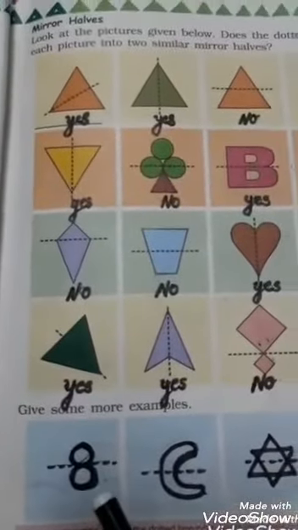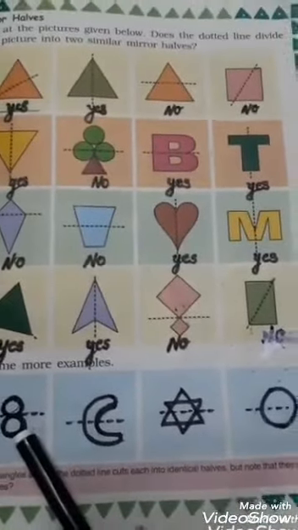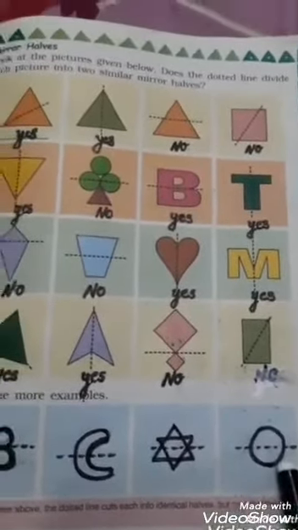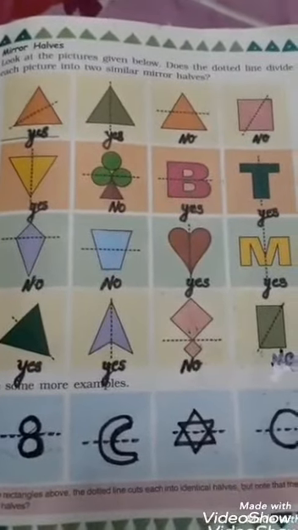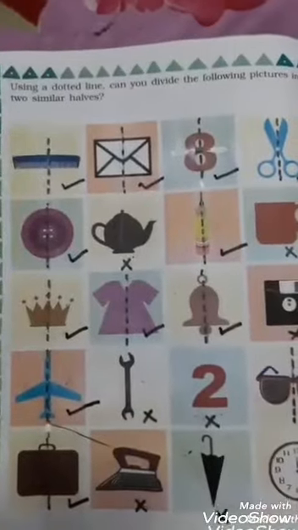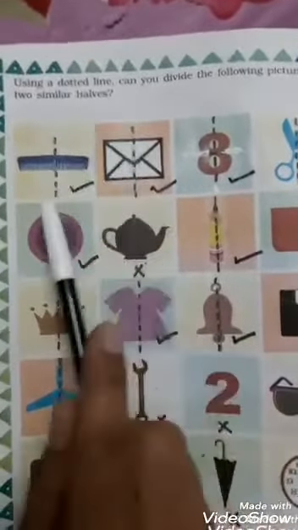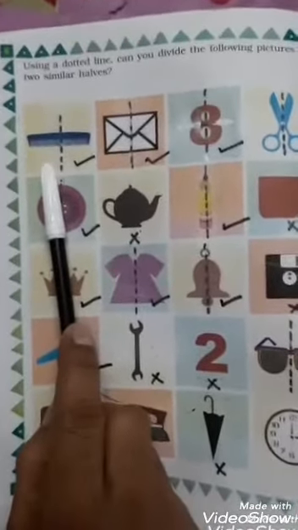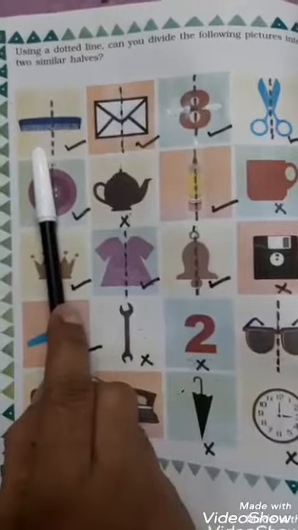Give some more examples. Here you have to draw four figures which have similar mirror halves. I have drawn here 8, C, a star and a circle. You can draw whatever you want, but draw only similar mirror halves. Number 10. Using a dotted line, can you divide the following pictures into two similar halves? In the previous exercise, they had given the dotted line and you had to check whether it is a similar mirror half or not. In this exercise, they are asking you to draw a dotted line to divide the picture into two similar halves.